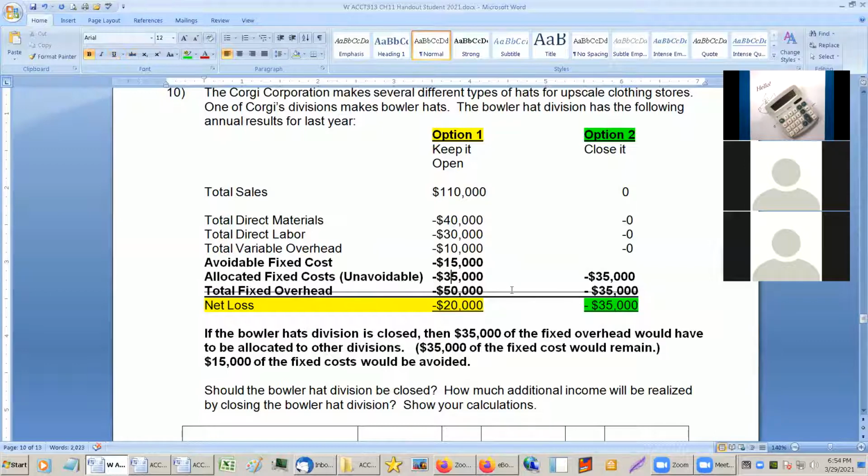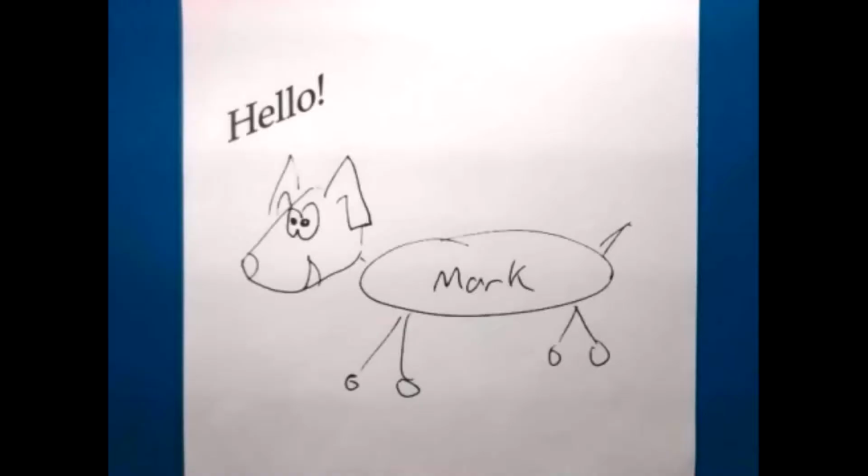allocated fixed costs. Now here is the thing about allocated or unavoidable costs. Generally speaking, they're not relevant. Unless they change, they're not relevant. And a lot of times they won't change. I'm going to do a handout. Let me show you what I'm talking about. This is one of those things that, unless you're used to things like allocated costs, it's not going to make any sense.